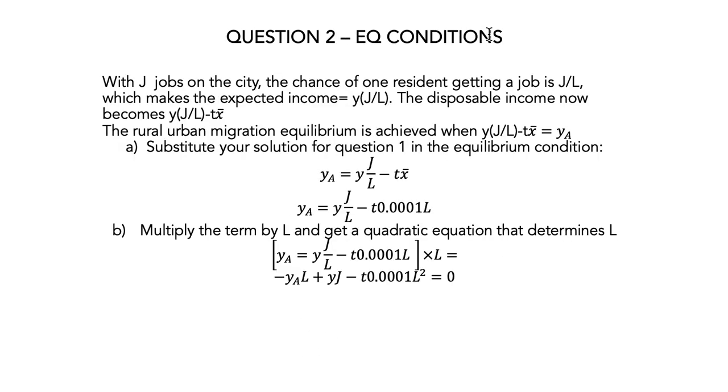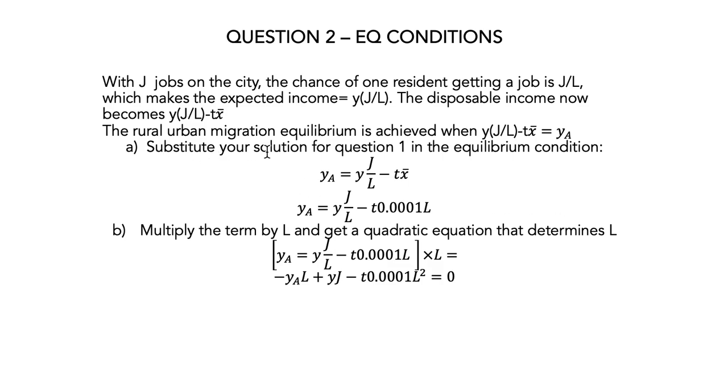Question number 2 will ask you, with J jobs in the city, the chance of a resident getting one of the jobs is J divided by L, which makes the expected income of a city resident equal to Y times J divided by L. The expected disposable income net of a commuting cost for a resident living at the city's boundary will be Y times J divided by L minus the commuting cost, which is T times X bar. The rural-urban migration equilibrium will be achieved when this disposable income equals rural income.